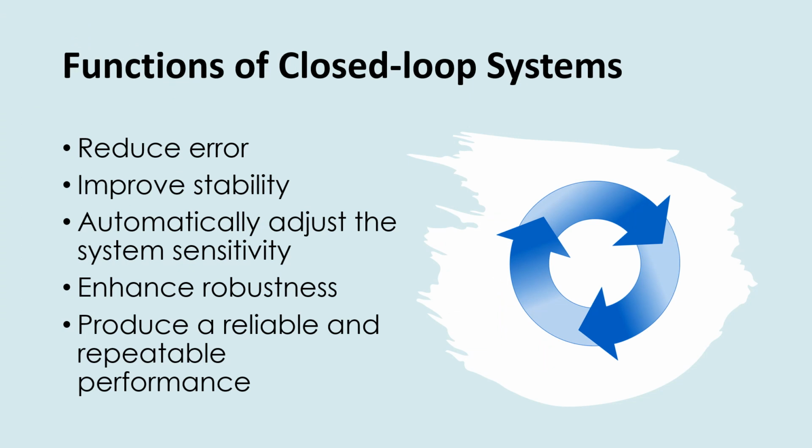The main functions of a closed-loop system are to reduce error by automatically adjusting the system output, improve the stability of a system, automatically adjust the system sensitivity, enhance robustness against external disturbances, and produce a reliable and repeatable performance.